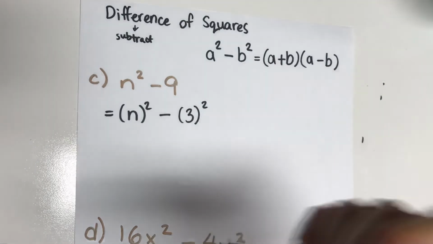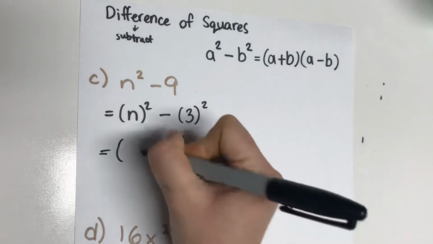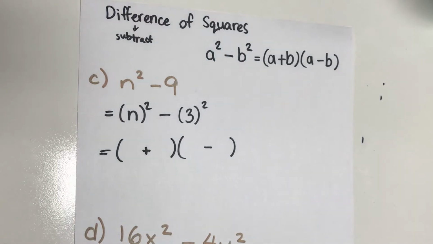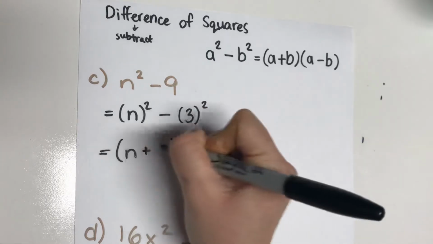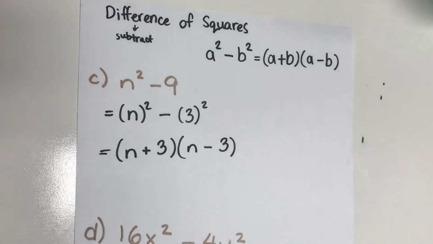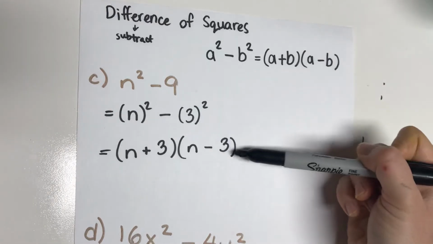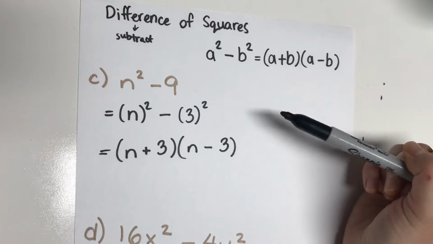So following this format, I'm going to have two sets of brackets. In the first one, there's addition. In the second one, there's subtraction. So I'm going to take the bases, the a and the b, and I'm going to say n plus 3, n minus 3. If you can go from this step right away to this one and skip this middle part, that's fine. You don't have to have this part. This is just for me to show you what's happening.